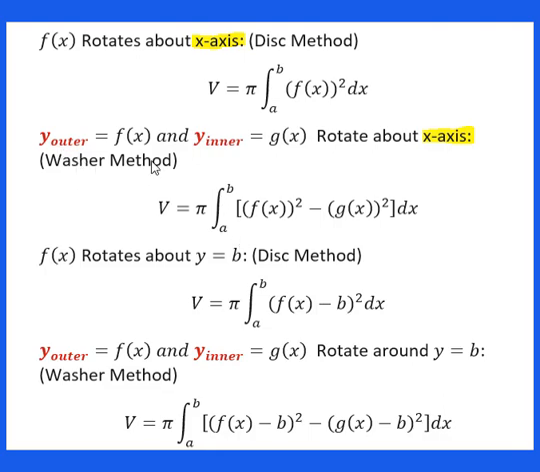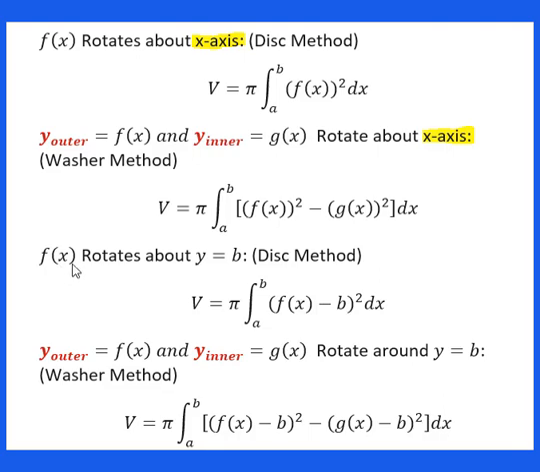When you have two functions rotating about the x-axis, here's the formula. We use pi times the definite integral from a to b of f of x squared minus g of x squared dx.